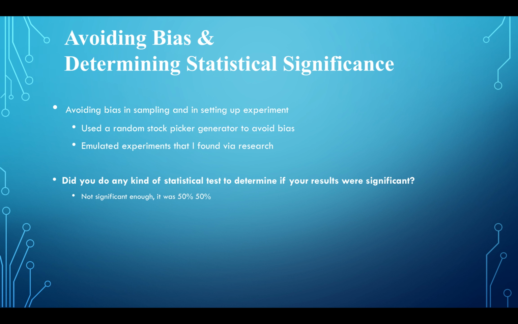And so how did I avoid bias in my sampling and setting up of the experiment? I used a random stock picker generator to avoid bias, which I said at the beginning of the video, and I emulated experiments that I found via research. Did you do any kind of statistical test to determine if the results were significant? Yes, they weren't significant enough. It was a 50-50% output.